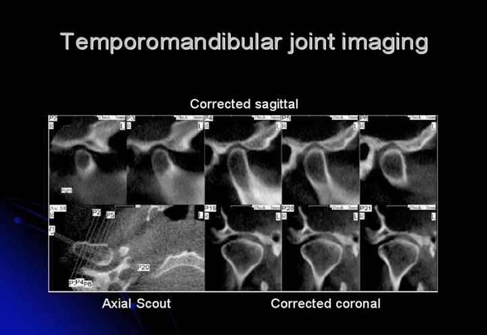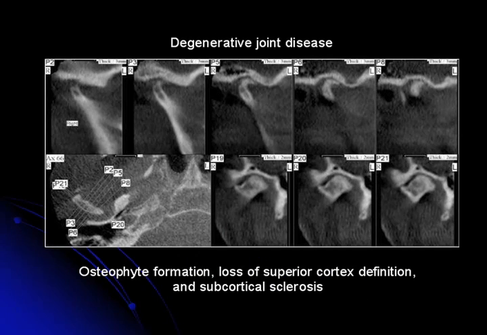Here's an example of TMJ joint imaging. Here's a corrected sagittal and axial scout and a corrected coronal showing the joint here. You can see that nice joint in the temporal fossa. And here's some pathology associated with this. This is what we call osteophyte formation right here, loss of the superior cortex definition, and subcortical sclerosis. This is very characteristic of degenerative joint disease or osteoarthritis.